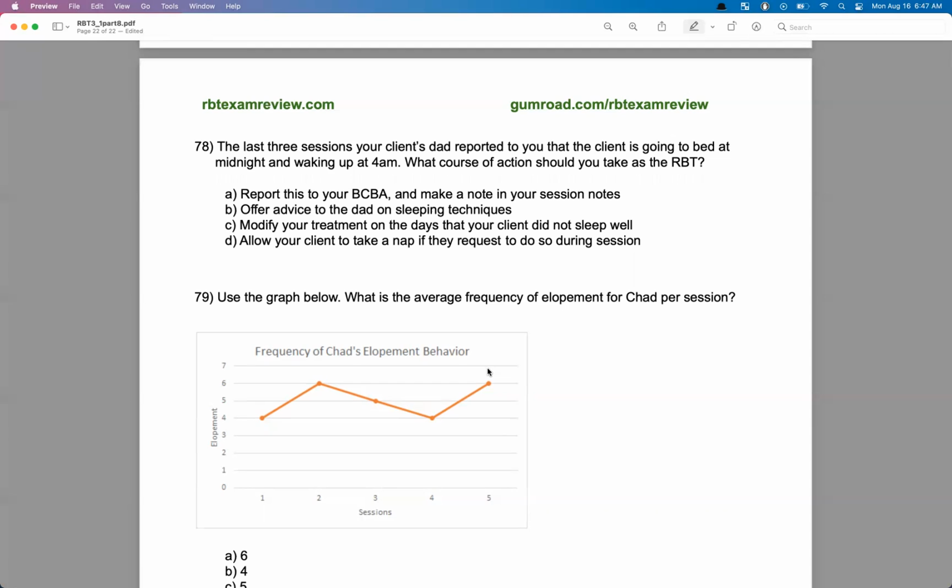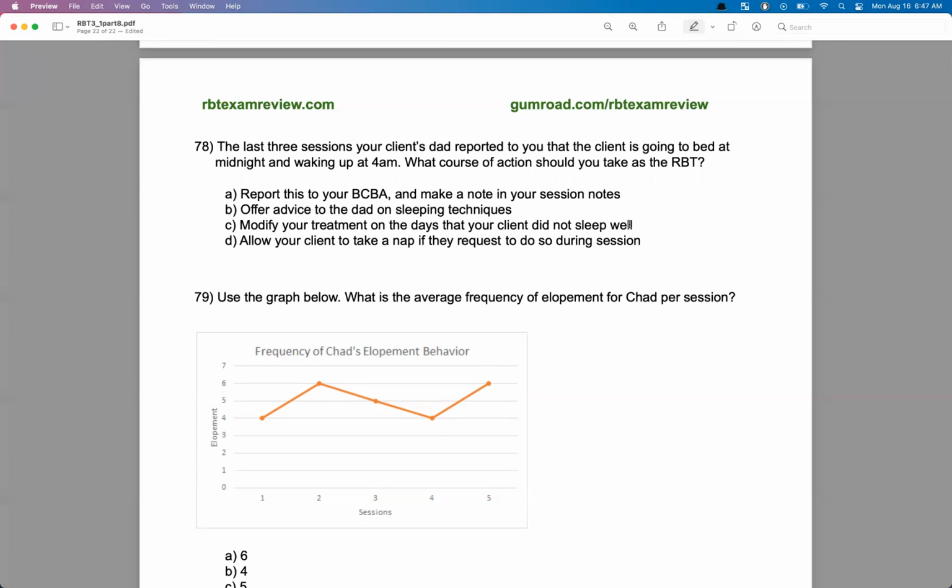But your first course of action should not be modifying the plan based on poor sleep. So C, again, is incorrect. And D, allow your client to take a nap if they request to do so during session. Again, modifying the day, modifying the treatment is not your first course of action. It's not your go-to, okay?